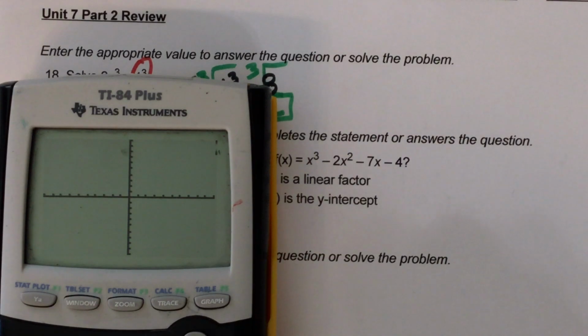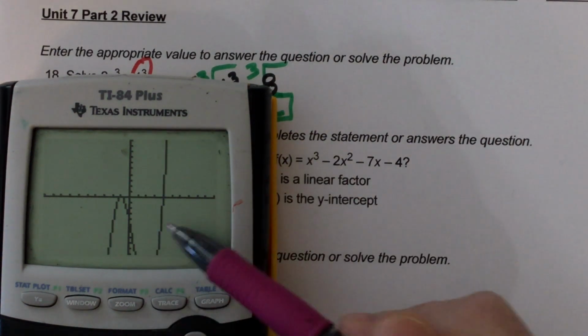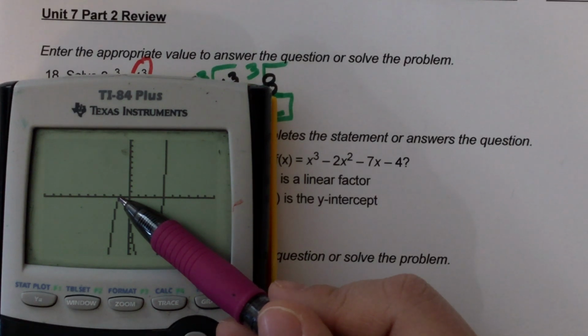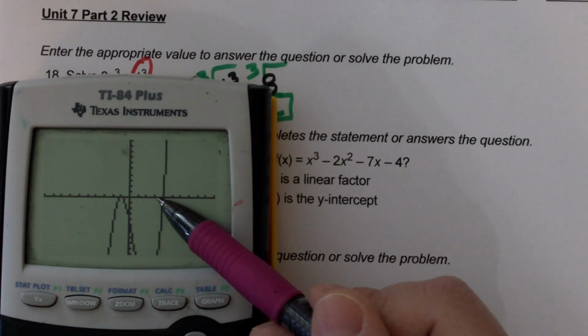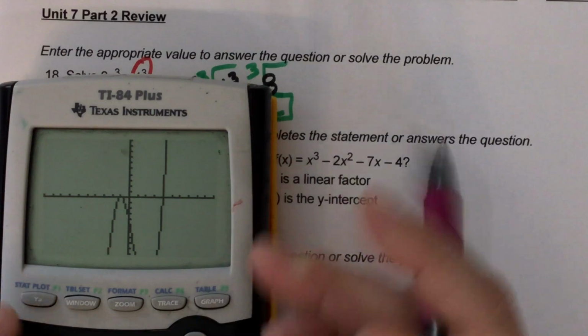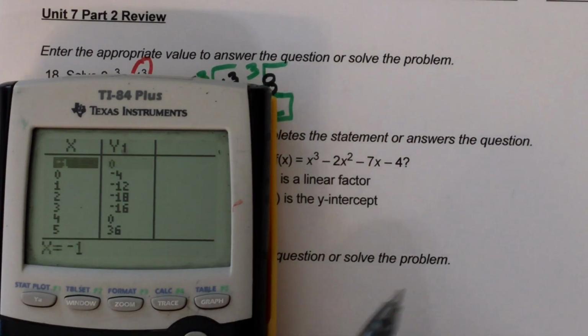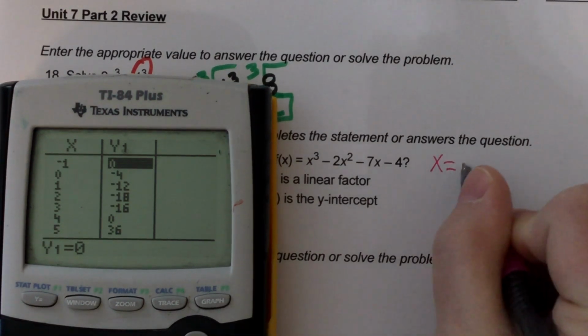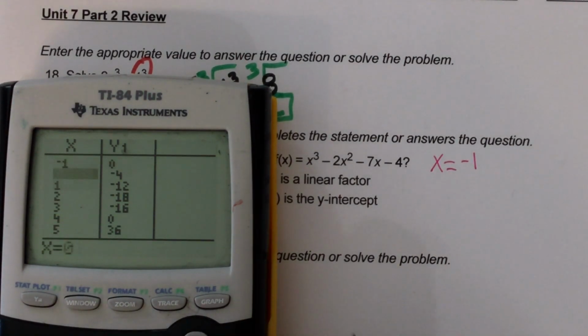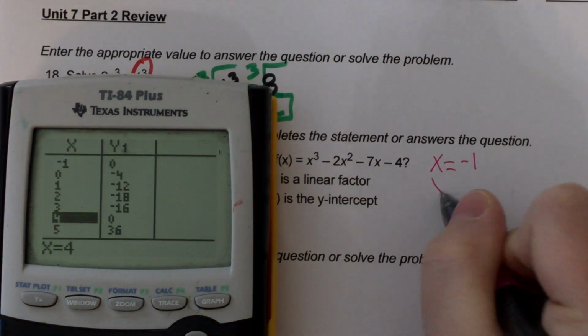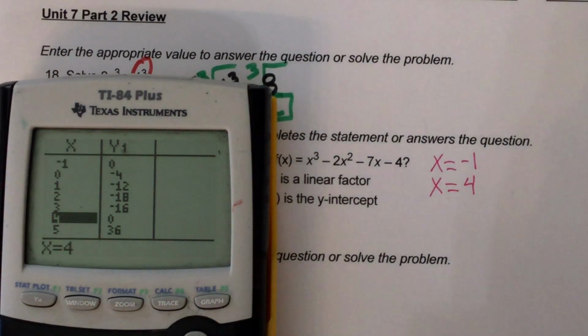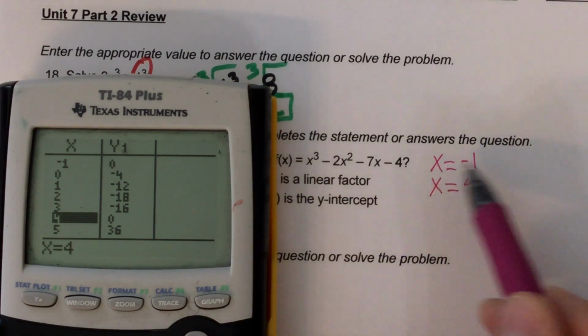Okay, let's see what we get for real zeros. Okay, so it looks like it's touching at -1, and it looks like it's touching at 1, 2, 3, 4. So it looks like -1 and 4. Let's see. -1 is an answer because it has a 0 in the y column, and 4 is an answer because it has a 0 in the y column. Okay, so those are our zeros.